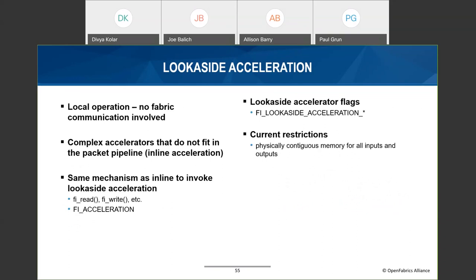This one is on the lookaside acceleration, and as I alluded to earlier, it's independently invoked. The standard FI write and FI read contain all the necessary information for invoking this accelerator, along with the necessary remote destination parameters. Our current hardware implementation doesn't fully support this model. So there's a little bit of additional work that is needed at the software level.